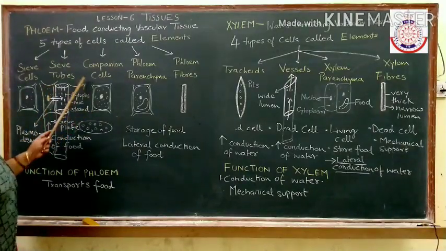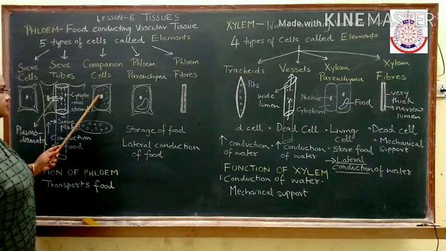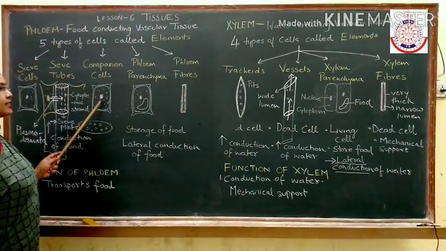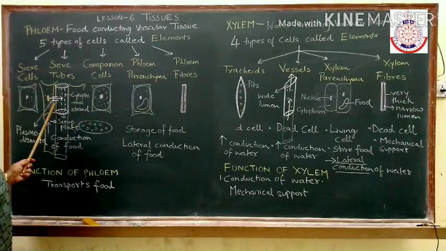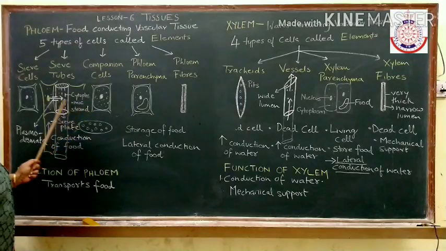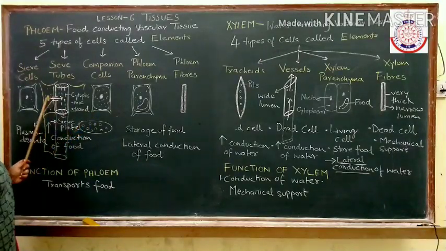I repeat, companion cells are living cells which have a prominent nucleus and dense cytoplasm. They are present along with the sieve tube cells and they help. What is the main function of companion cell? They help to keep the sieve tube cell alive. How?